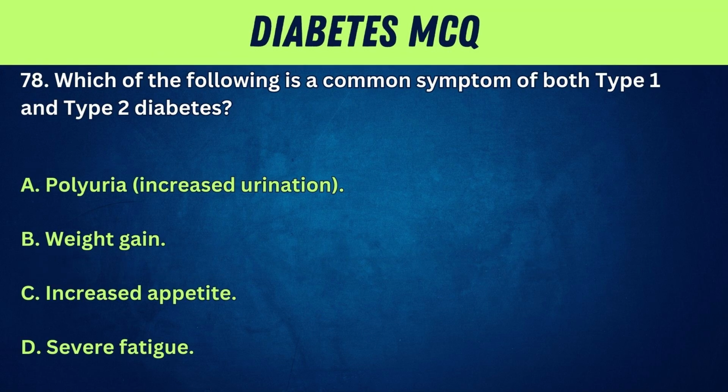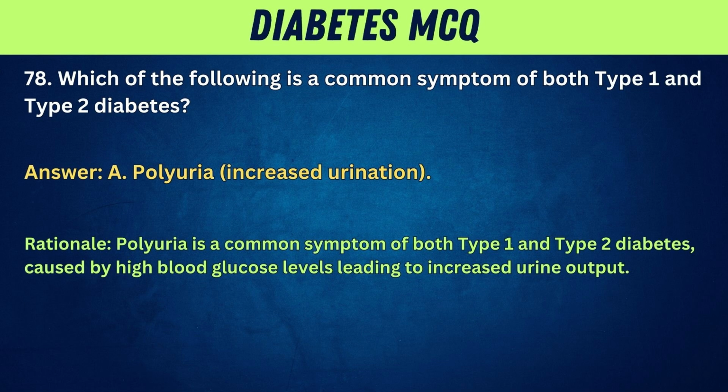early. 78. Which of the following is a common symptom of both type 1 and type 2 diabetes? A. Polyuria, increased urination. B. Weight gain. C. Increased appetite. D. Severe fatigue. Answer: A. Polyuria, increased urination. Rationale: polyuria is a common symptom of both type 1 and type 2 diabetes, caused by high blood glucose levels leading to increased urine output.